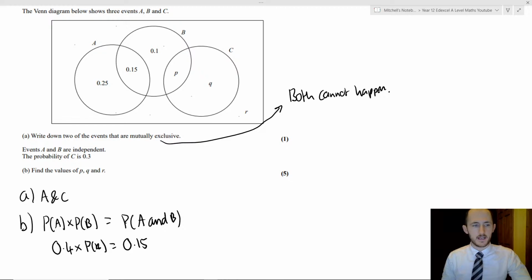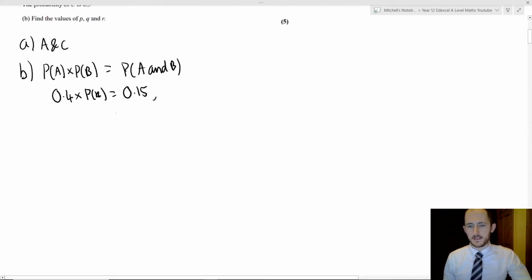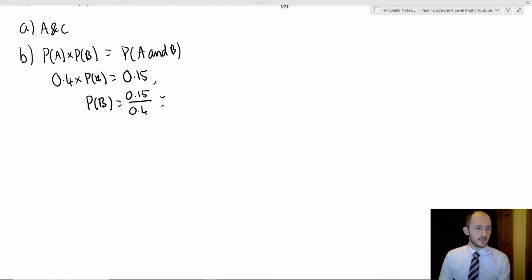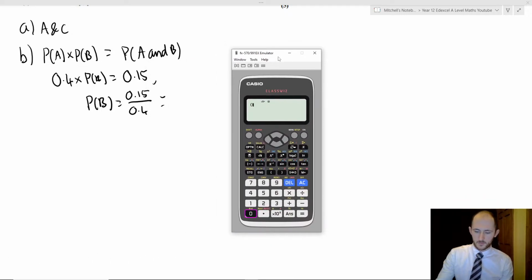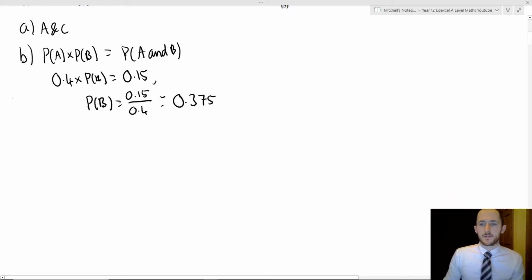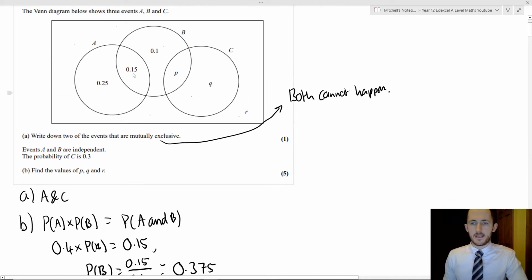Again, just looking at the Venn diagram, which means the probability of B is just 0.15 over 0.4. Then we can just use a calculator to quickly work out what that would be. So 0.15 divided by 0.4 gives me a value of 3 over 8, or 0.375. Now this is the probability that B happens. What that looks like on the Venn diagram is all of these probabilities added together. This is the probability that B happens at all.